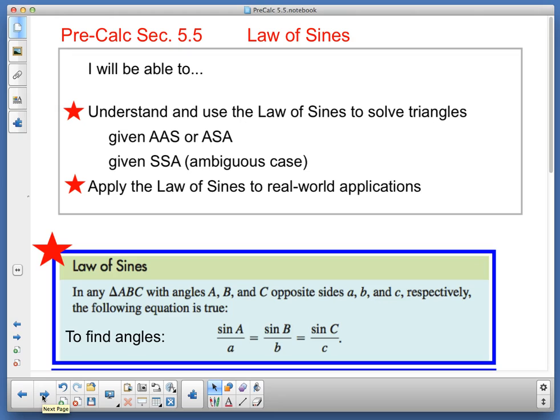After this, I'll be able to understand and use the law of sines to solve triangles, given angle-angle-side or angle-side-angle. Now these two are nice and clean. There's really no issue with them. Okay, the problem comes in when we're given a side-side-angle. When we have two sides and an angle provided, that's when we start having an issue. And then tomorrow we'll look at applying the law of sines in real world applications.